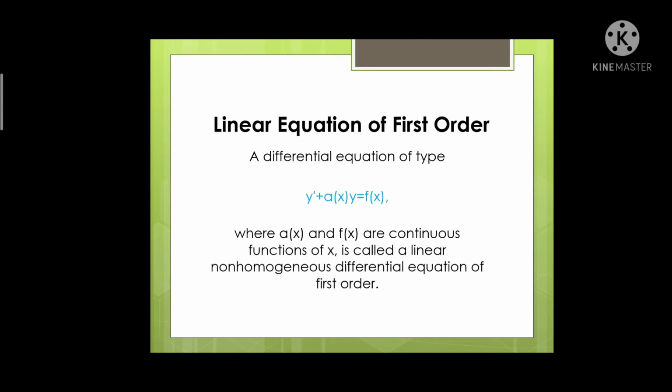Linear equation of first order. A first-order differential equation is said to be linear if it can be expressed in the form y prime plus a of x y equals f of x, where a of x and f of x are continuous functions of x. It is called the linear non-homogeneous differential equation of first order.